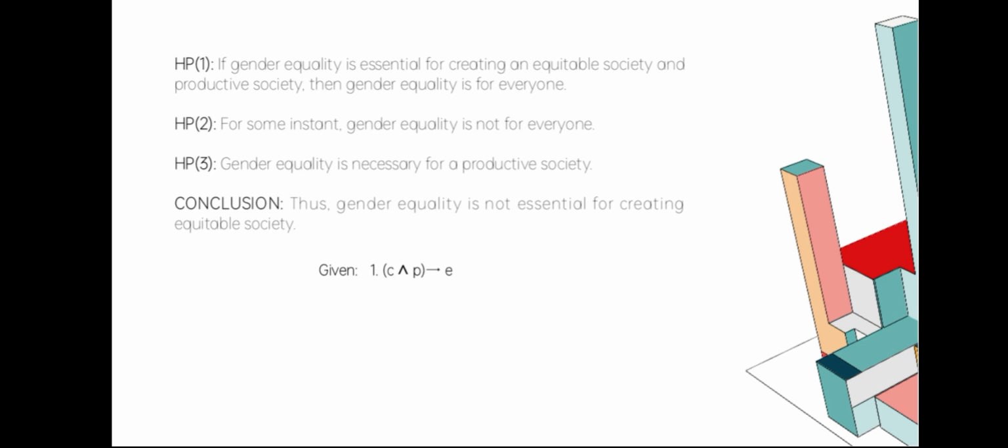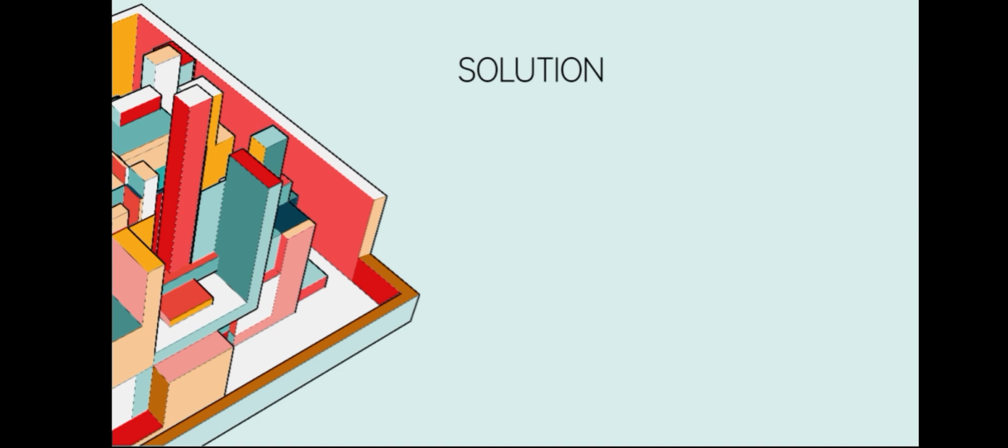And for hypothesis 2, for some instance, gender equality is not for everyone. And this is the symbol for number 2. And for hypothesis number 3, gender equality is necessary for a productive society. And the symbol for that is here. And for our conclusion, thus gender equality is not essential for creating an equitable society. And that is what we need to prove in this argument. So let's proceed to the solution.